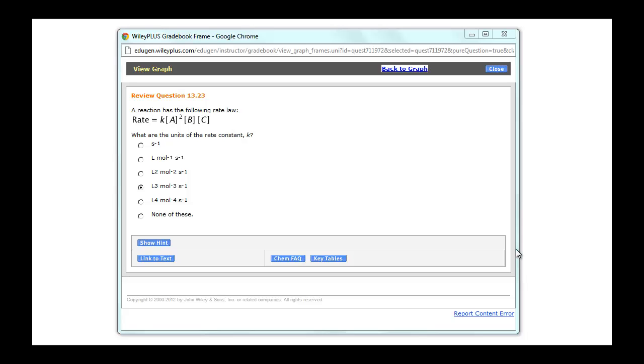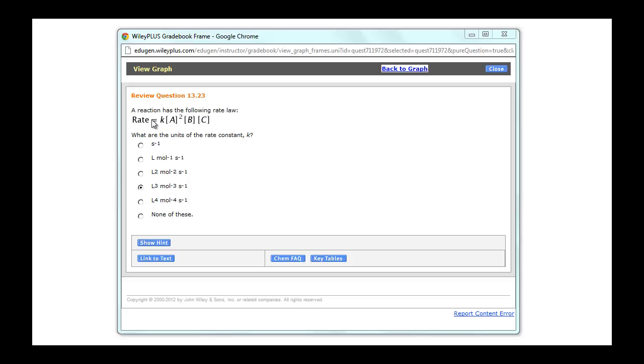One of the problems that students had was this one, review question 13.23. The question was, a reaction has the following rate law: rate is equal to k[A]^2[B][C]. It's asking you for the units of the rate constant k.